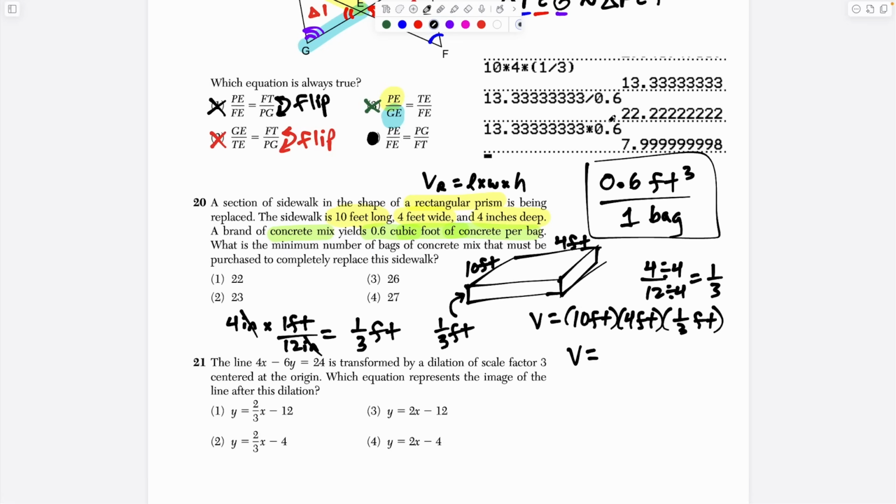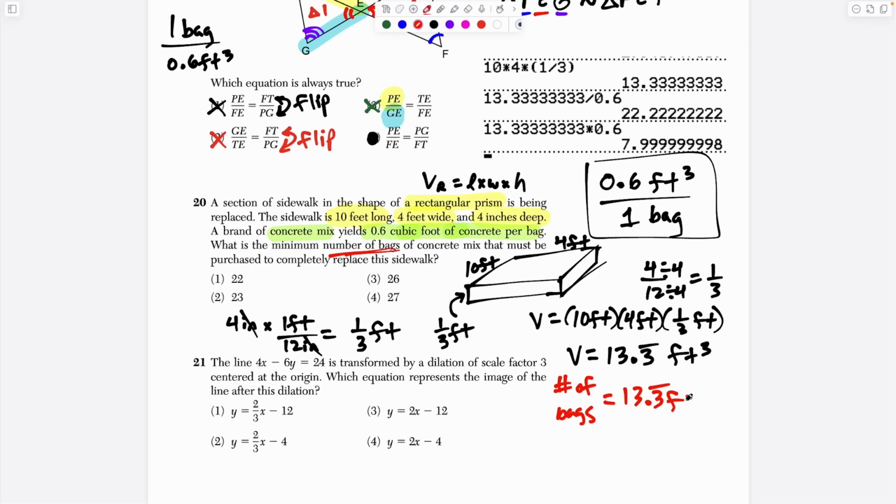So the volume we found was 13.3 repeating. And then when we do feet times feet times feet, that's cubic feet like this. So what I could do with this information over here, though, is I could say if there's 0.6 cubic feet per bag, I could also say, I'll write it over here, that one bag has 0.6 cubic feet. So I could also write the rate like this. And when I want to find the number of bags, I'm going to say the number of bags is equal to, we have 13.3 repeating cubic feet.